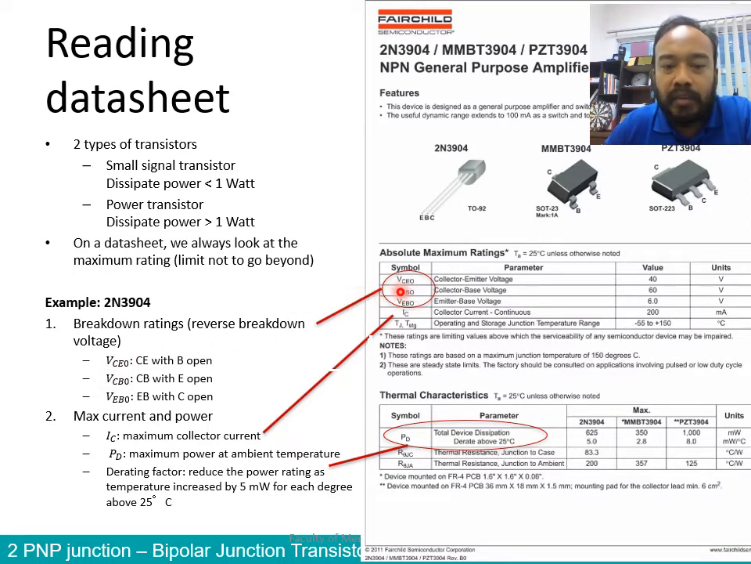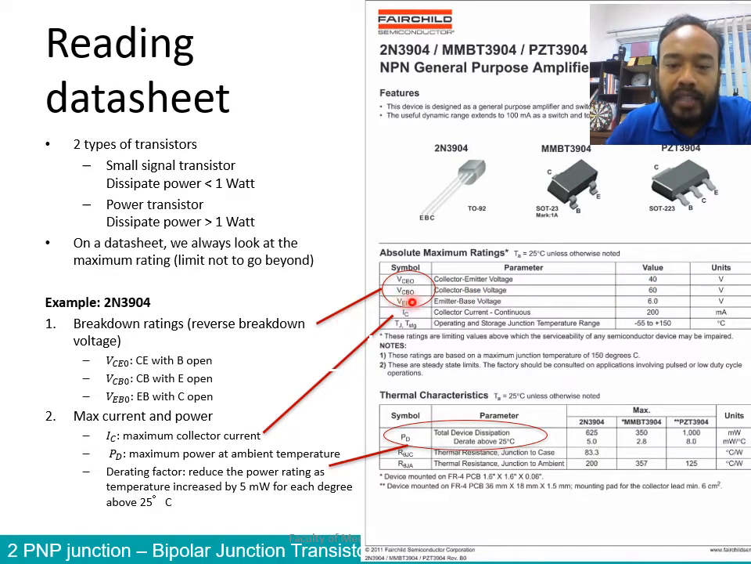VCEO basically means the voltage across CE with B open. So if B is open and you have no current in B, and across CE you have a voltage, your VCC, beyond 40 volt, then you will damage it. This is the maximum value. You could only put a maximum of 40 volt as the voltage supplied to the collector loop.